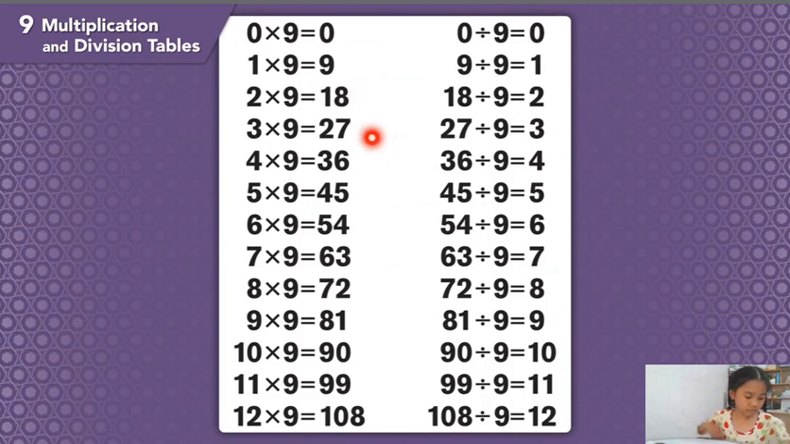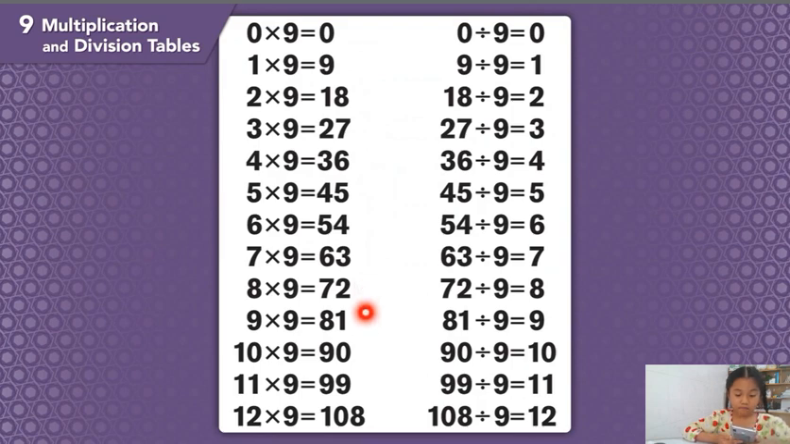3 groups of 9 is 27. We know our 3 multiplication family. 4 times 9, 4 groups of 9 is 36. 5 times 9, 5 groups of 9 is 45. 6 times 9 is 54. 6 groups of 9. 7 times 9 is 63. 7 groups of 9 is 63. 8 times 9 is 8 groups of 9 is 72. We've learned that fact. This is our new one. 9 times 9 equals 81.